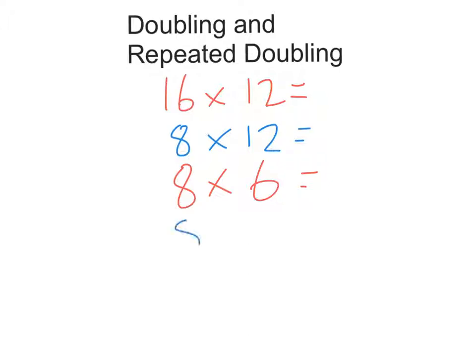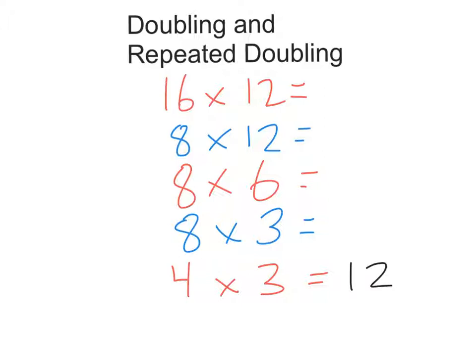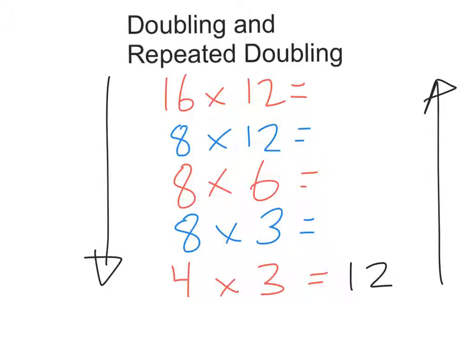And I'm going to go 8 times, and half of 6 is 3. And I'm still not sure what that is, so I'm going to cut the 8 in half and get 4 times 3. 4 times 3 I can do. 4 times 3 I know is 12. So I've built my ladder going down, and now I'm going to climb up the ladder, doubling each product as I go.